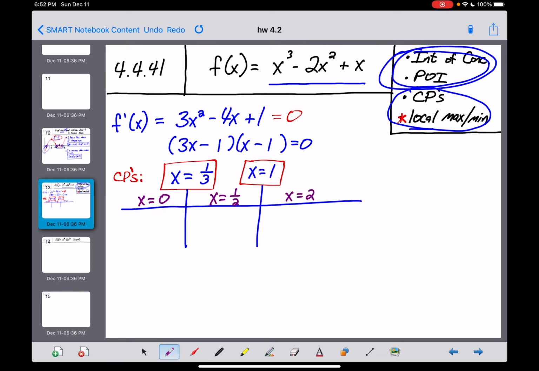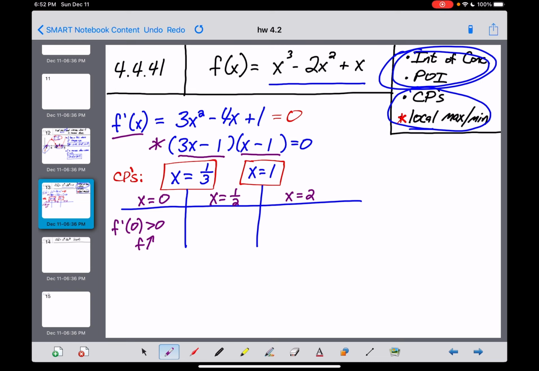We are trying to find out information about the behavior of this function, and it's the first derivative that tells us that. So we're going to f prime of 0, and the best place to go here is the factored form of that derivative, because we can just play a sign game. If x is 0, 3 times 0 minus 1 is negative. 0 minus 1 is negative as well. Negative times negative is positive. So our function is increasing for all x values less than 1/3.